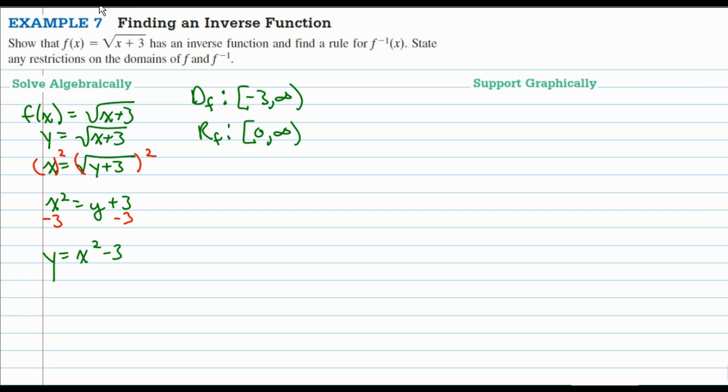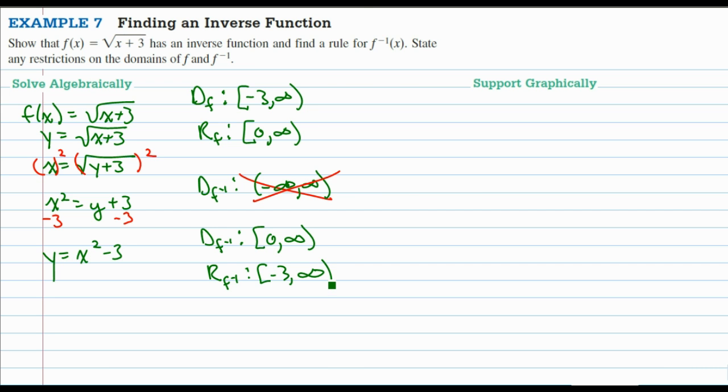Now, this is where it gets weird. The domain of the inverse function looks like it should be all real numbers. But that is not correct. The domain of the inverse and the range of the original function switch. So the domain of the inverse is in fact 0 to infinity, which then also means the range of the inverse is going to be negative 3 to infinity.